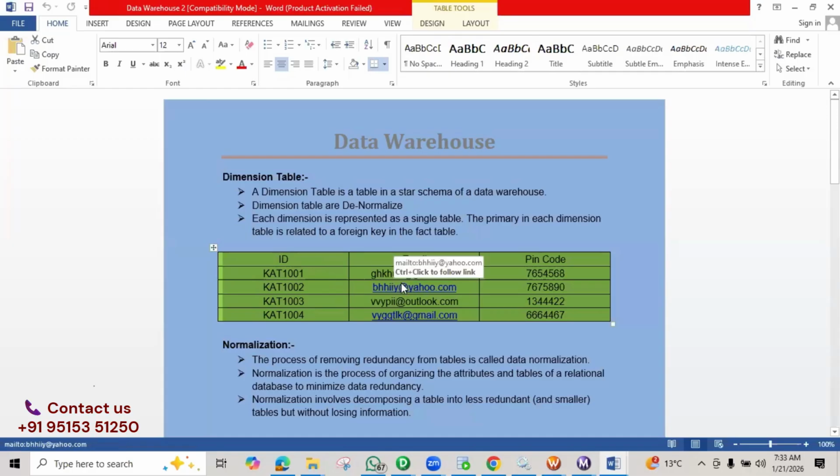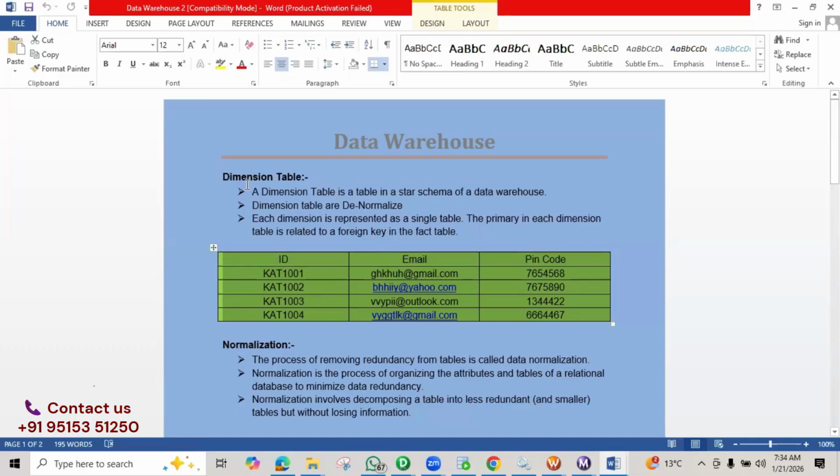And here we have email ID also. Maybe the email ID is balaji@gmail.com, maybe 123jyoti@outlook.com, maybe chitra127@gmail.com. It could be anything. Maybe there is a numerical value in the email ID, maybe not. No issue. We have pin code also, like 765468 and so on. Technically this is called a numerical value.